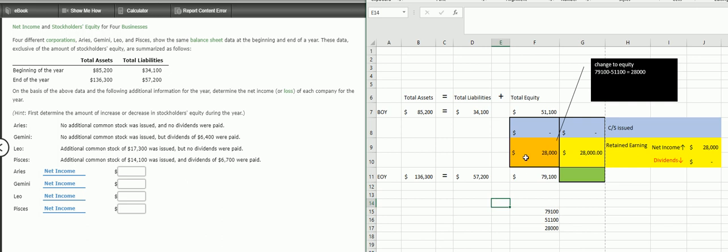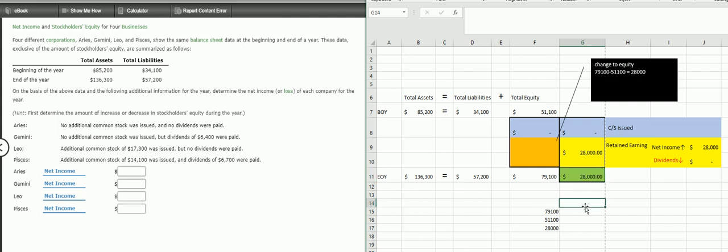Now the next thing I want you to do is, if equity is 51,100, let me get rid of this number, okay? And at the end of the year, equity 79,100. We know that the sum of capital stock or stockholders' investment plus retained earnings at the end of the year, the change to these two numbers during the year has to be what? The difference, which is 28,000. The net change to equity needs to be 28. So again, these two numbers have to give me $28,000.